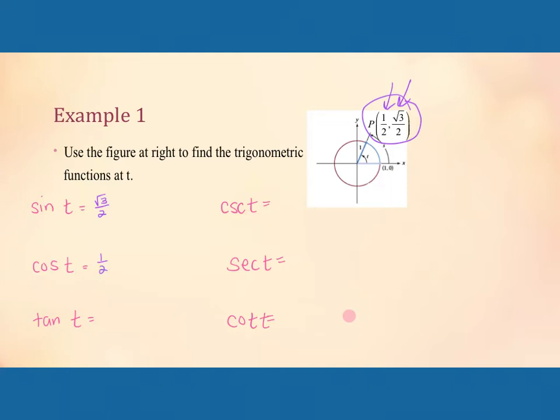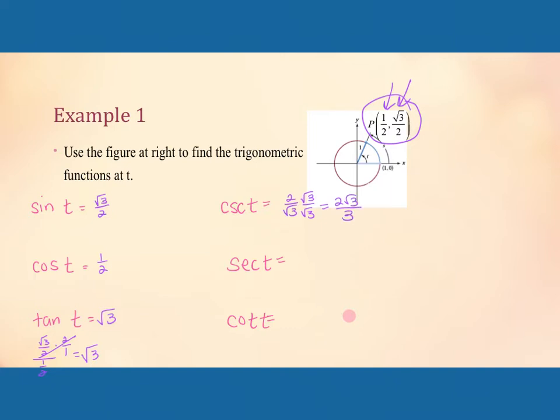The tangent is the y over the x. So root 3 over 2 divided by 1/2. Keep, change, flip, and it's root 3 over 2 times 2 over 1, which becomes just root 3. Now the reciprocal functions. So for cosecant, I'm going to take my sine and flip it. It would be 2 over root 3, and we get to rationalize it. So multiply both the top and the bottom by the square root of 3: 2 root 3 over 3.